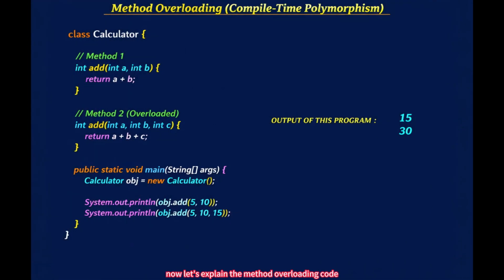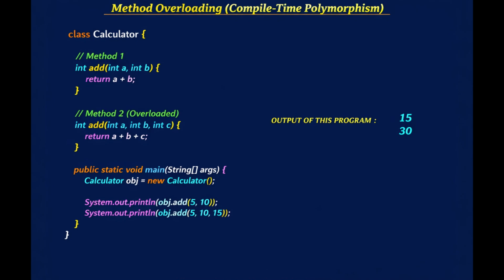Now let's explain the method overloading code. We have a class called calculator. Inside this class, we have two methods with the same name, add, but with different parameters. First method. We have an add method that takes two parameters, int add, int a, int b. Inside this method, we return the addition of a and b. Return a plus b. So this method adds two numbers.